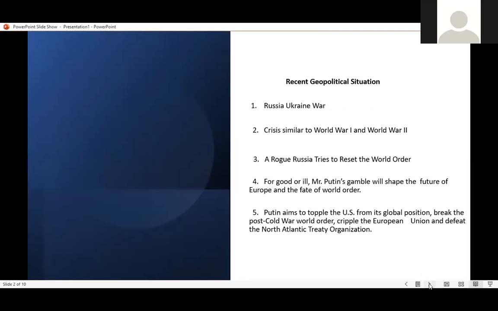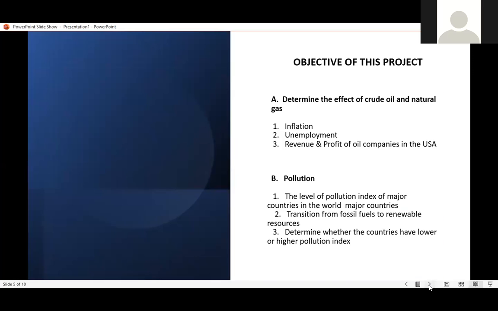The objective of this particular project is to determine the effect of crude oil and inflation on inflation and natural gas on unemployment and the revenue and profit of oil companies in the United States. We will also determine the pollution index of major countries when they're transiting from fossil fuels to renewable energy. Now my colleague Sharna is going to talk about the data set and the other aspects of Tableau.